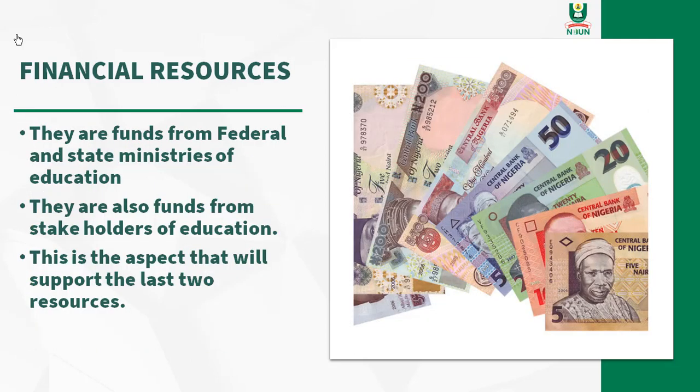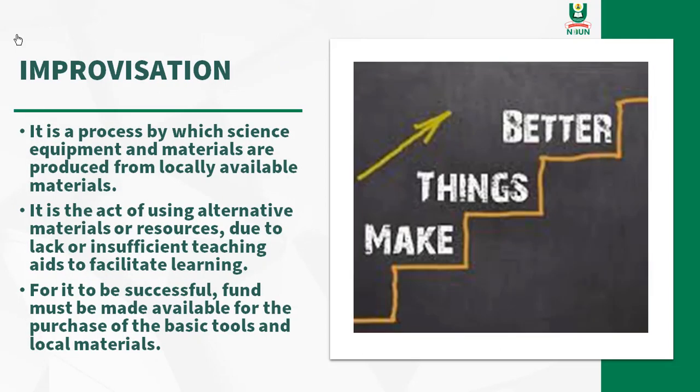We also have financial resources. The financial resources are the funds from the Federal Ministry and the State Ministry of Education. They are also funds from stakeholders of education. This is the aspect that supports the last two. That is, this aspect supports human and material resources.